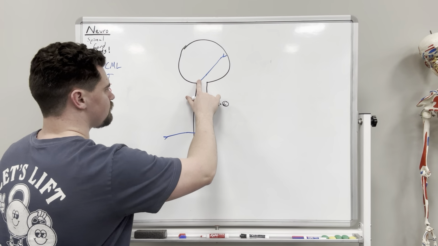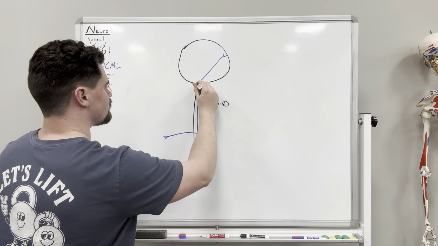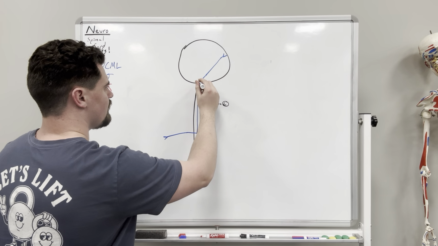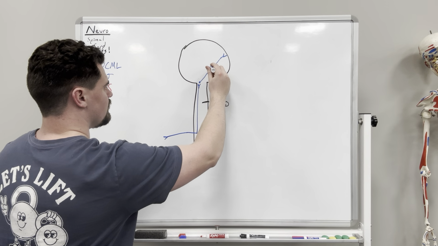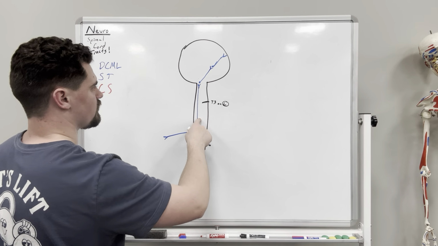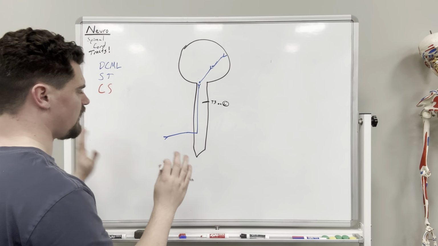Now, keep in mind, it's not just one long neuron here. It synapses there, and then it gets sent to the thalamus, and then the thalamus sends it there. So the first order neuron, second order neuron, third order neuron.